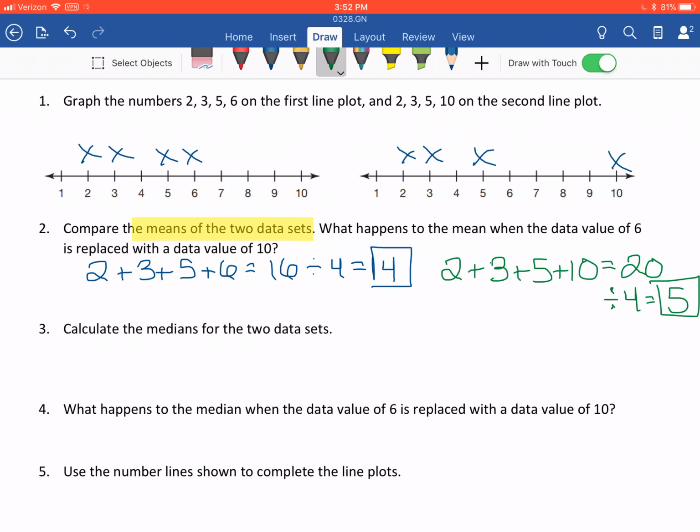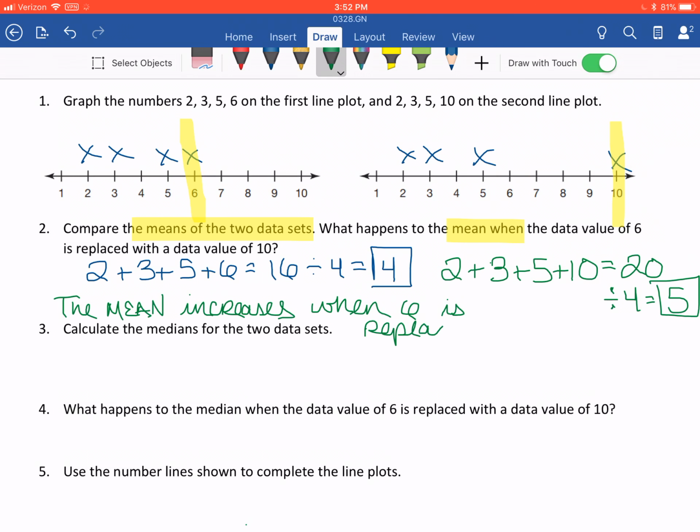So what happens to the mean when the data value of 6, which is right here, was replaced with the data value of 10? So instead of having 6 in that second one, we have 10. And what happened to the mean? Well, what happened to the mean was the mean increased. So the mean increases when 6 is replaced with 10. If you can't read my writing, I'm also saying it. When 6 is replaced with 10.